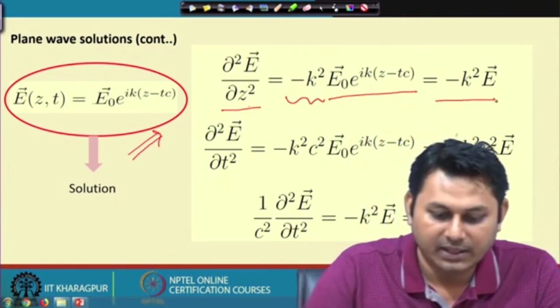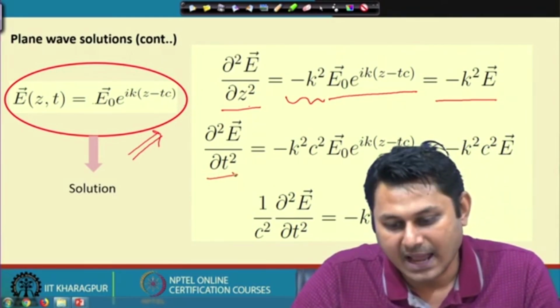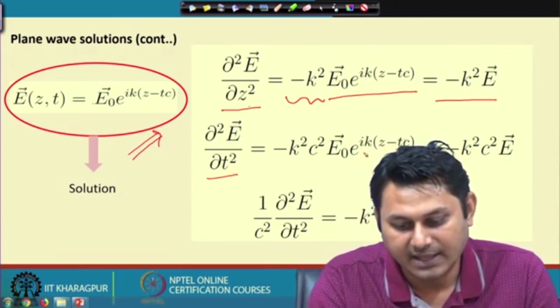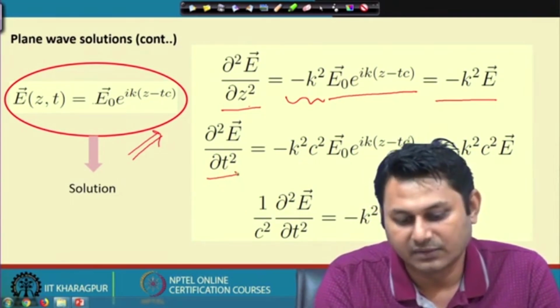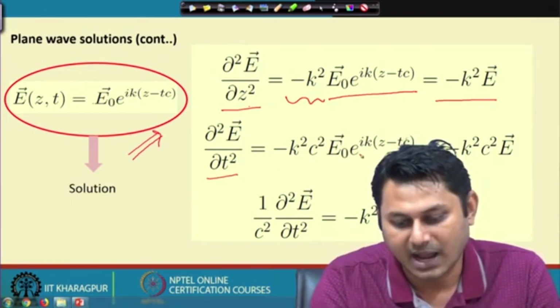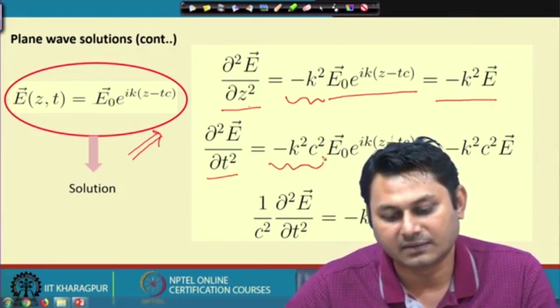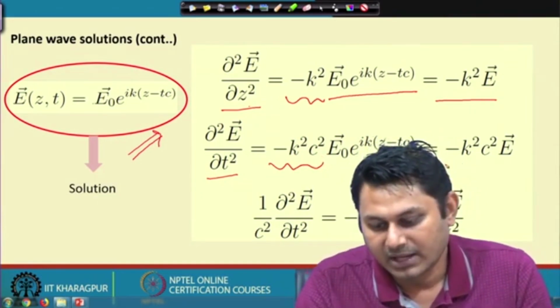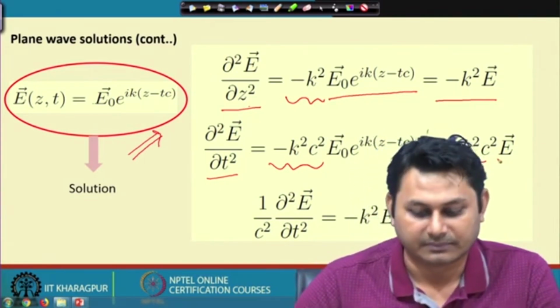In a similar way, if I do del 2 E del t square, I will have a term i k c with a negative sign. So, i k c will come outside. Again, if I make a derivative over t, another i k c term will come. So, eventually I will have minus k square c square, and then I will have minus k square c square into E in this case.